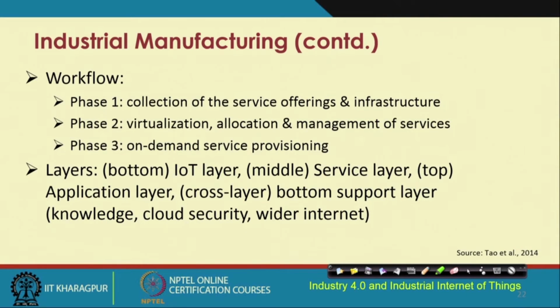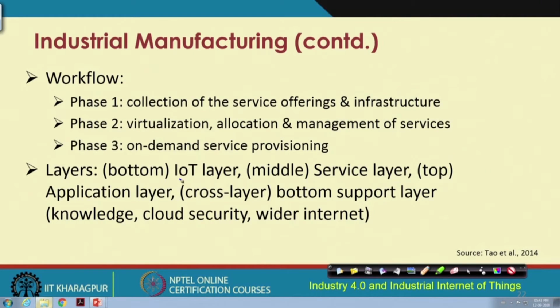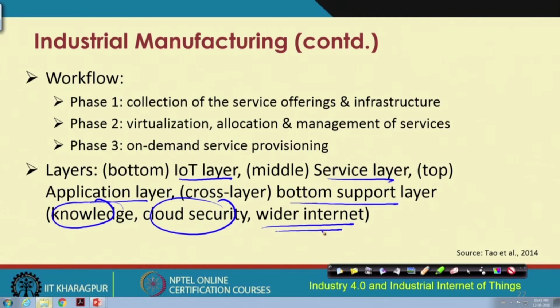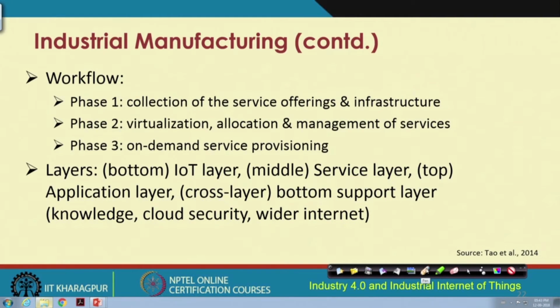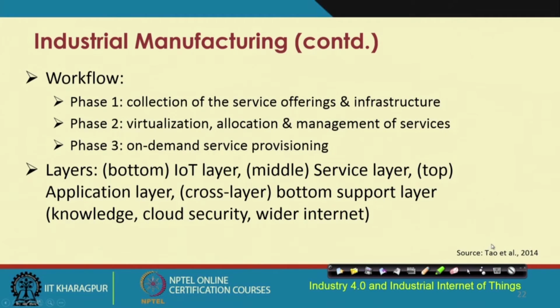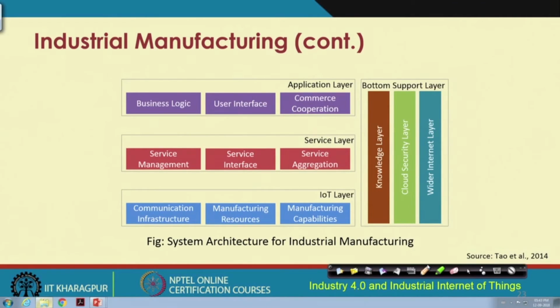In their architecture they have all these different layers, such as the IoT layer, service layer, application layer, and the bottom support layer, that means the knowledge, cloud security, internet and so on. All of these different layers are used. So, this is the overall integrated architecture. We were talking about application layer on the very top, service layer, IoT layer, and the bottom support layer, which cuts across all of these layers of application, service and IoT: the knowledge layer, the cloud security layer and the wider internet layer.